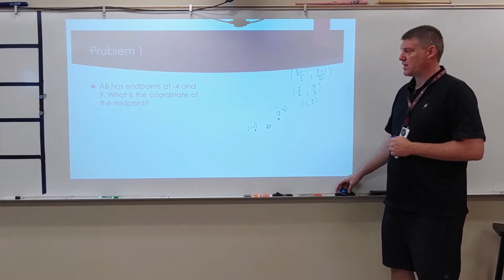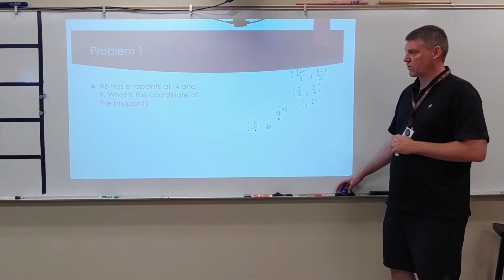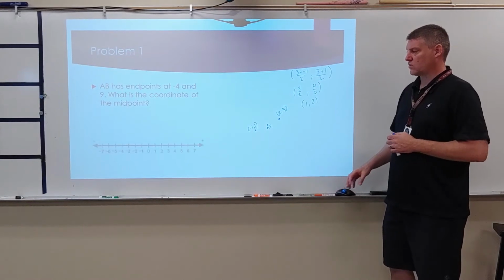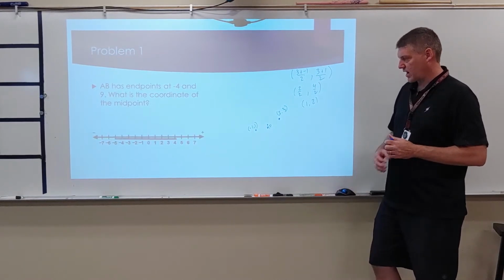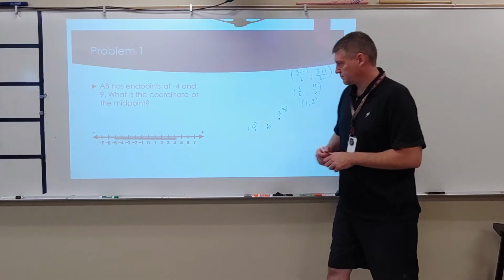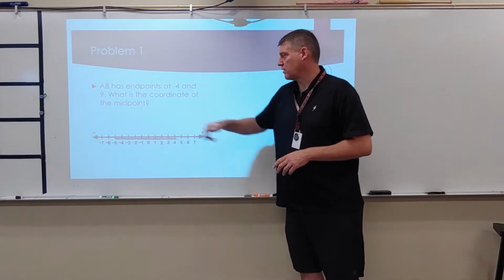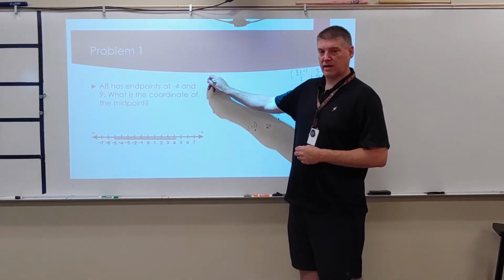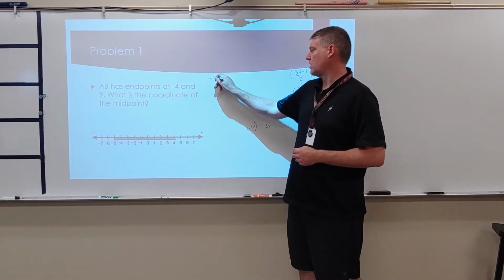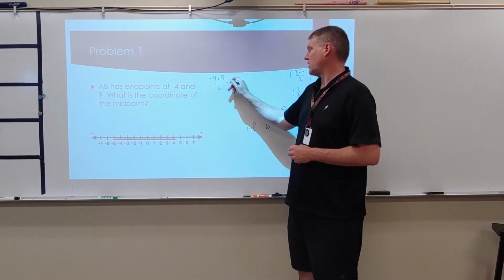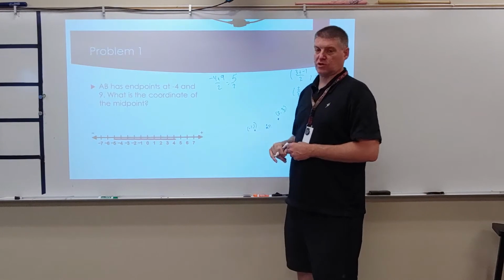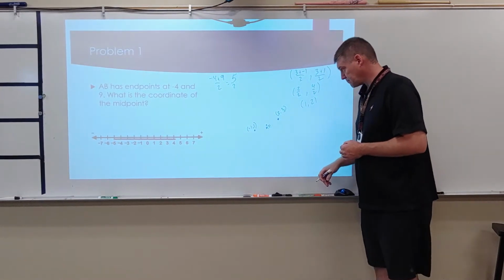Okay, so AB has endpoints of -4 and 9. What is the coordinate of the midpoint? So here we have the second problem. Here we have -4, 9. On a number line, I'm going to go -4 plus 9 over 2. That gives me 5 over 2, or 2.5.